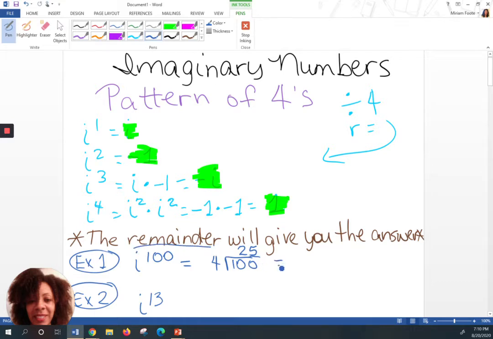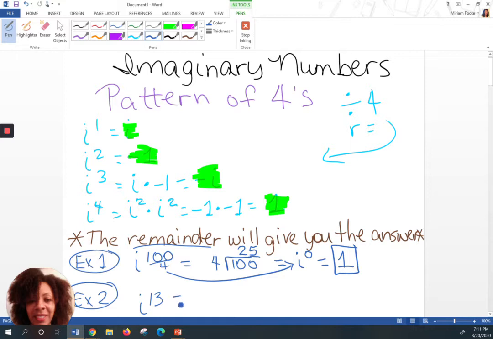So that tells me that I would be i to the 0. Anything raised to the 0 power is simply 1. So this would be the answer if you saw i to the 100th power. Again, you could just divide this by 4 in your head, and then this is the exact same thing as i to the 0 power.